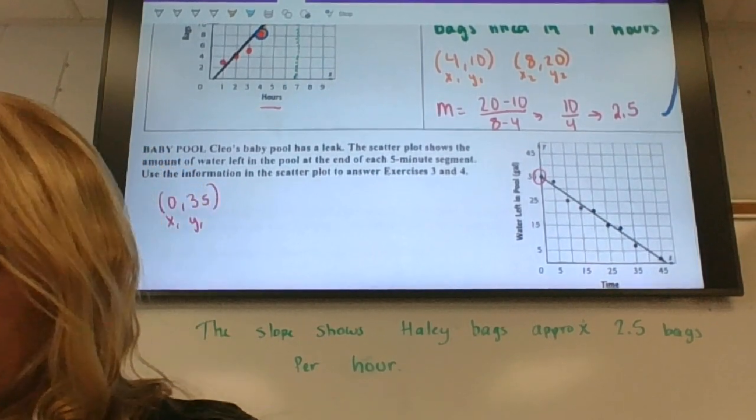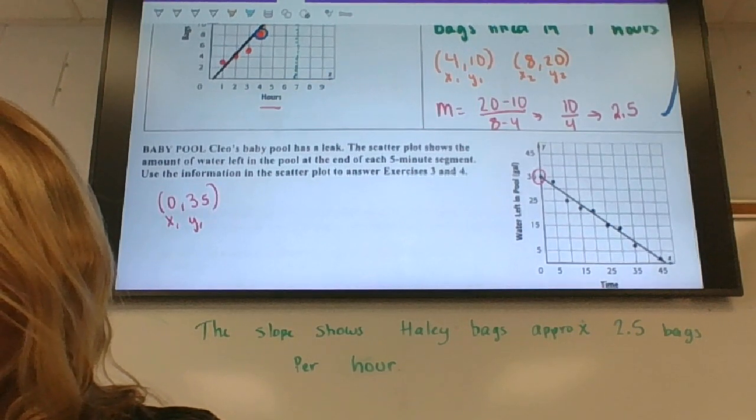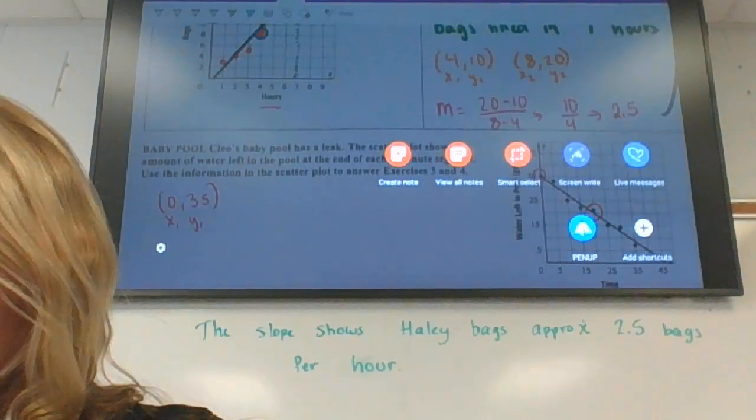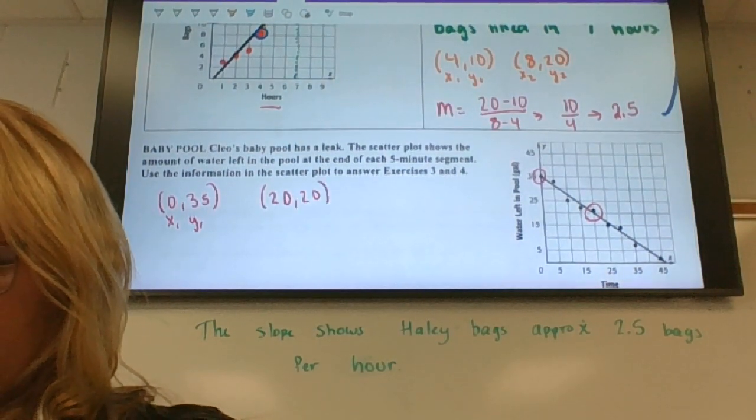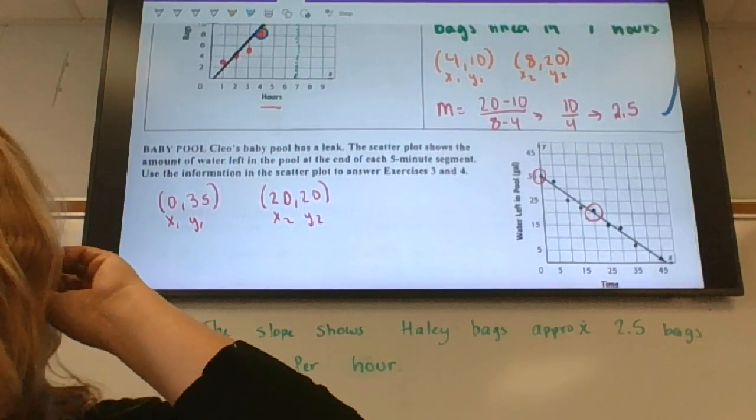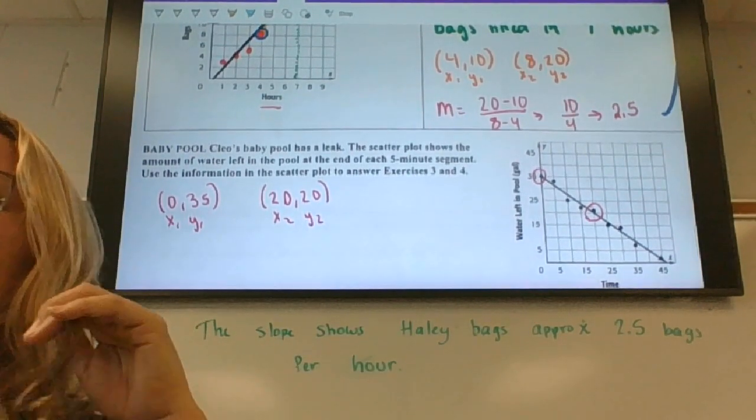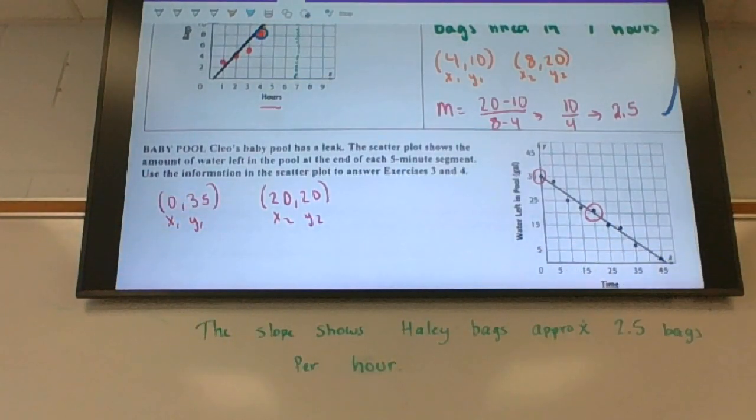That's x1, y1. You call that 12? Oh, (20, 20). Yep, there's another one. Those are good points. x2, y2. All right, you guys, make an equation and then predict how much water is left after 40 minutes. Is it going to be ready to pick up and put away before the lawnmower comes by?